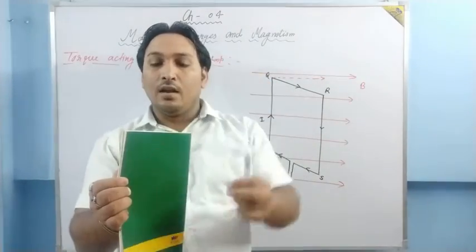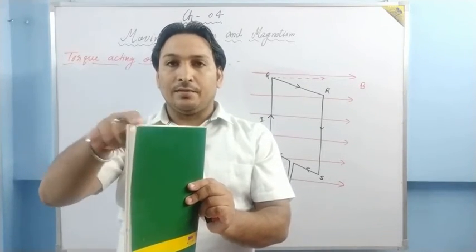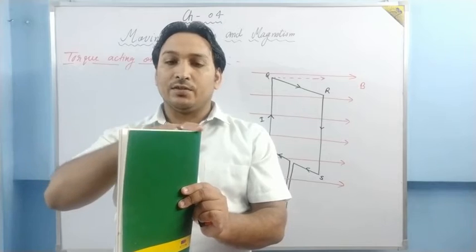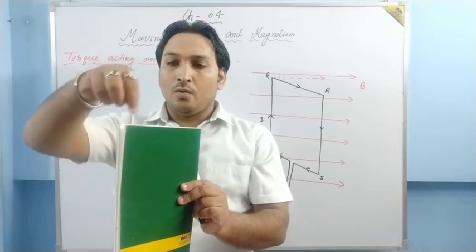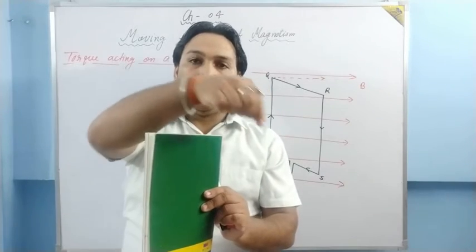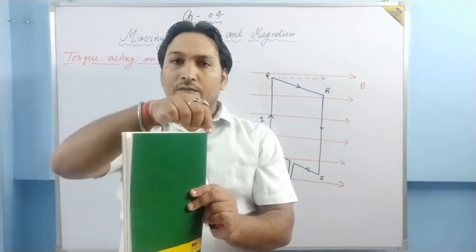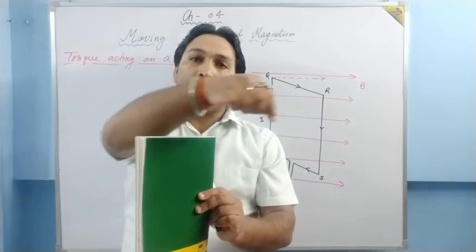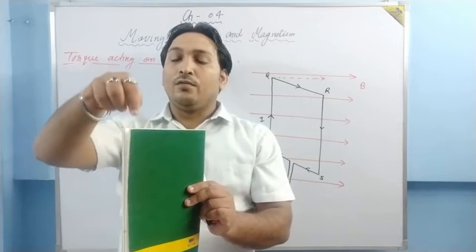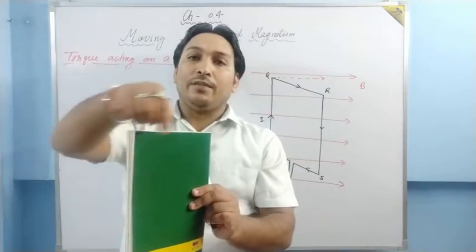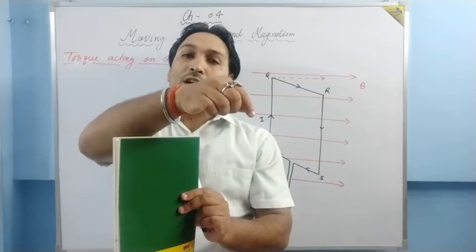Now let us discuss this side first of all. This side will have two components: one along the magnetic field, one perpendicular to the magnetic field. The one along the magnetic field will experience zero force because it will be parallel to the magnetic field only.